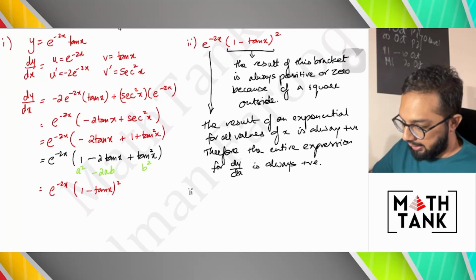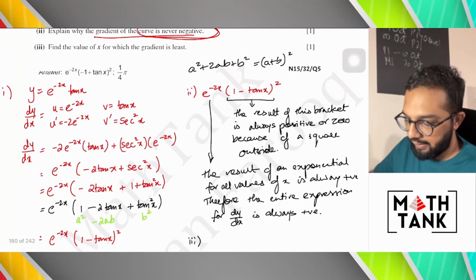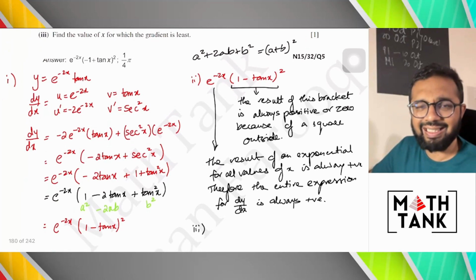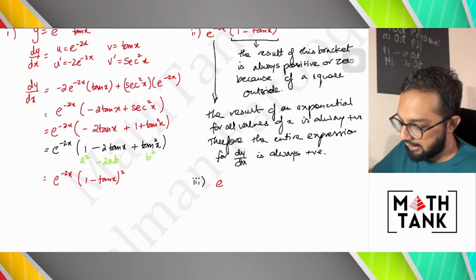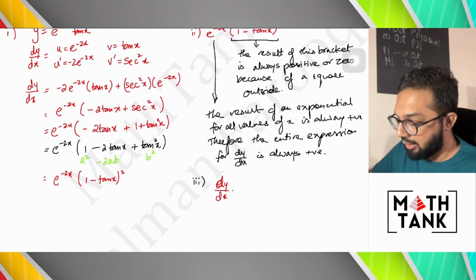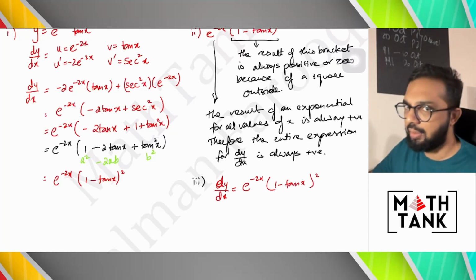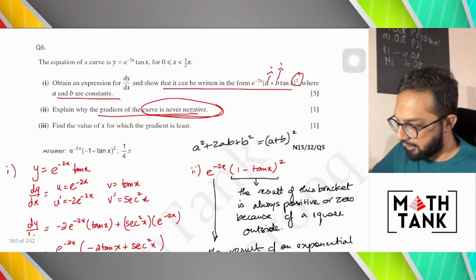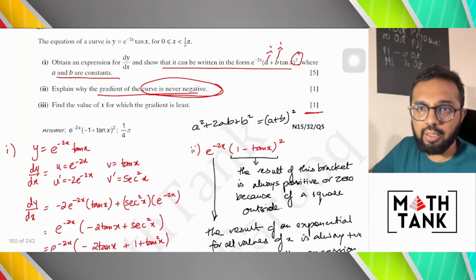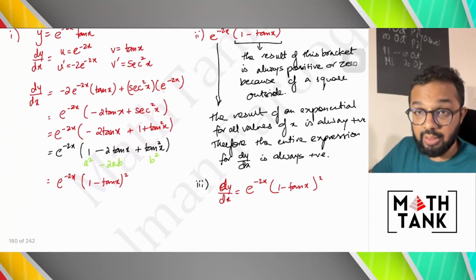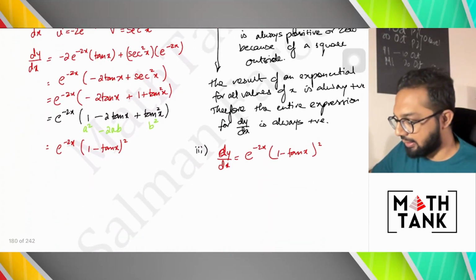Okay, part 3. It says find the value of x for which the gradient is least. Now, what a lot of people think is that this question is then about differentiating again, or just equating it to 0 and all of those things. Remember that if you start doing that for a 1 mark question, you will probably never see the end of it. This question is about something else. It's just about analyzing what the situation is.